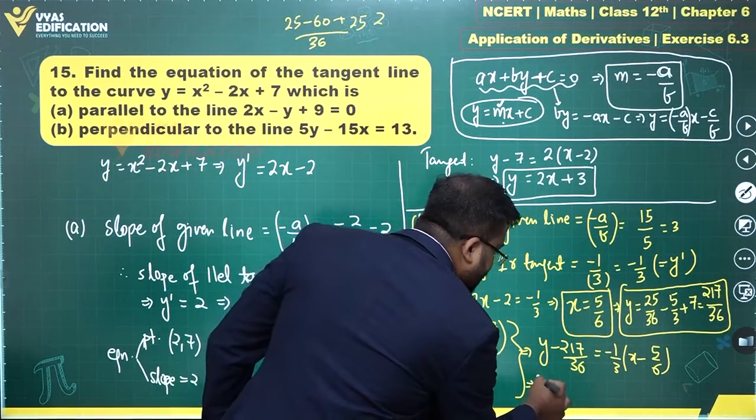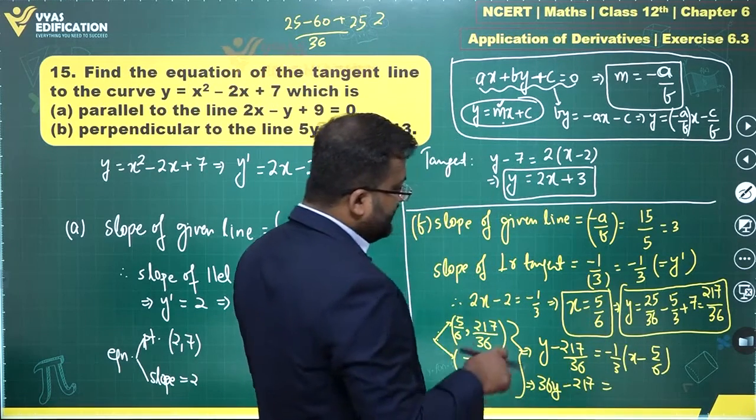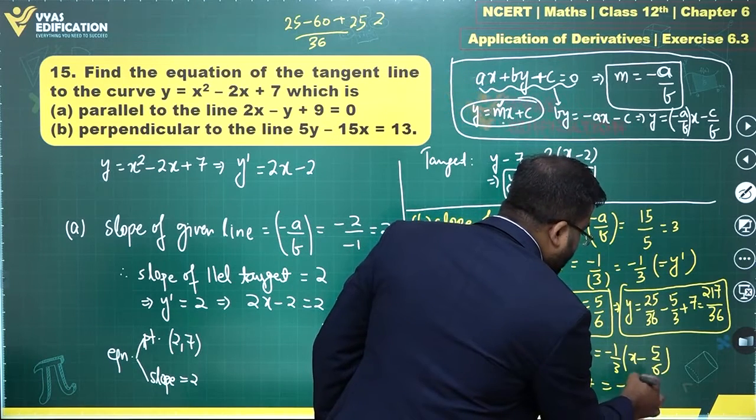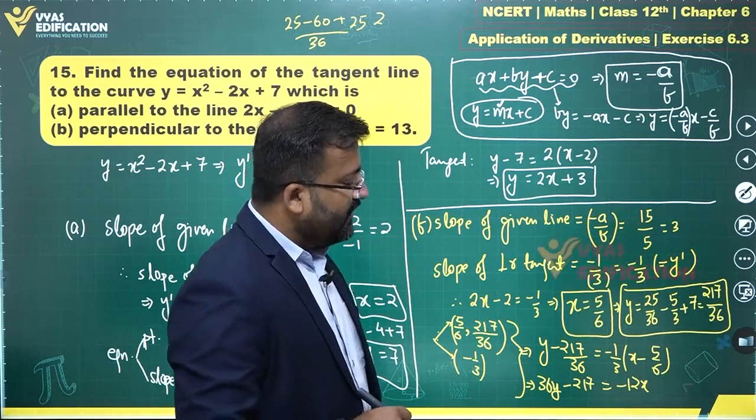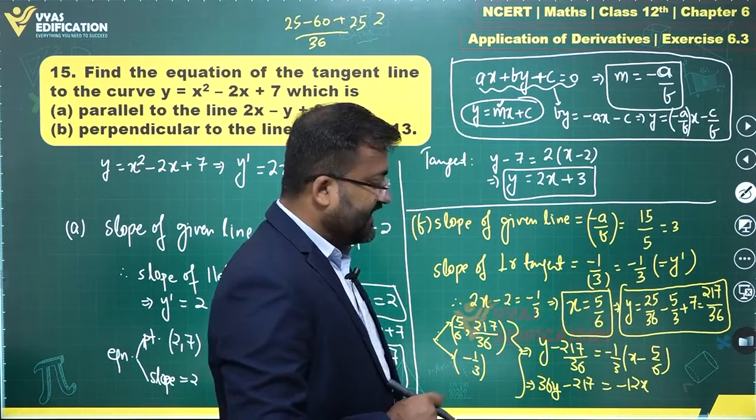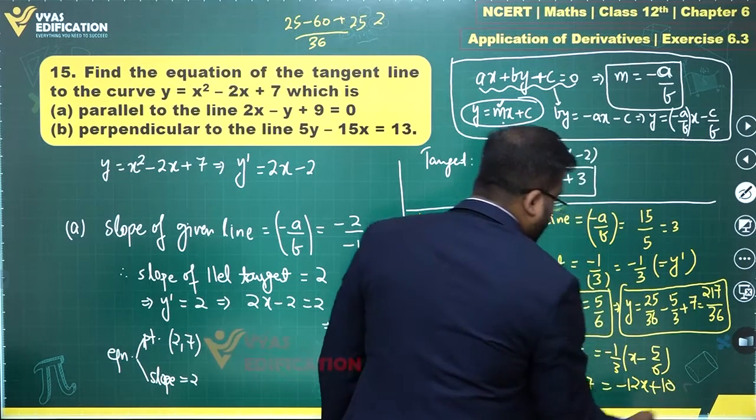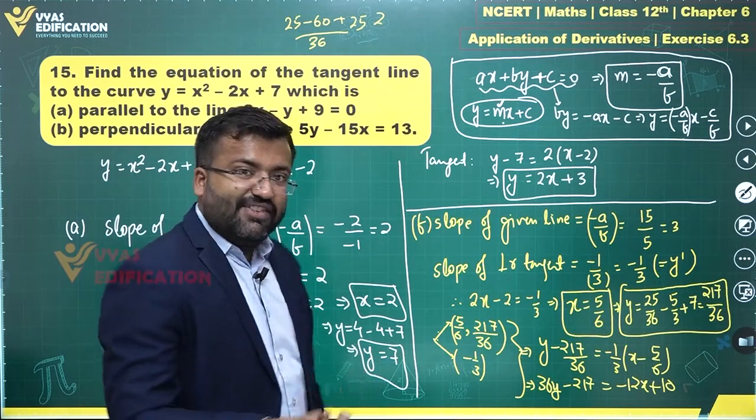So what we'll get is 36y minus 217 is equal to what? This 36 upon 3 with a minus, which is 12. With a minus, this becomes minus 12x and minus 12 into minus 5 by 6. What is that? Plus 10. This is plus 10 is what I get, and therefore 36y plus 12x minus 227 is my answer.